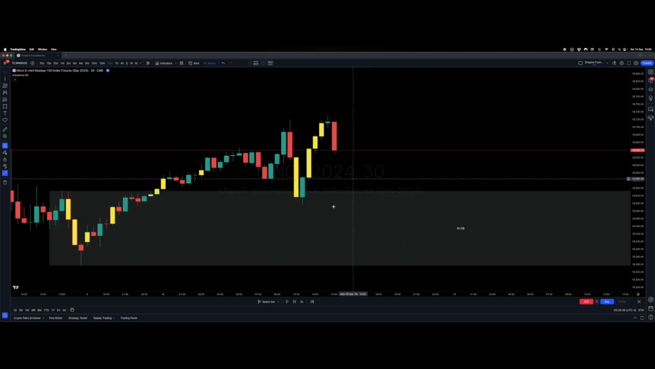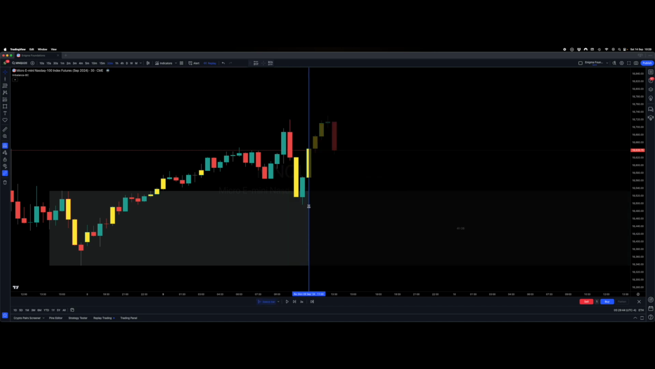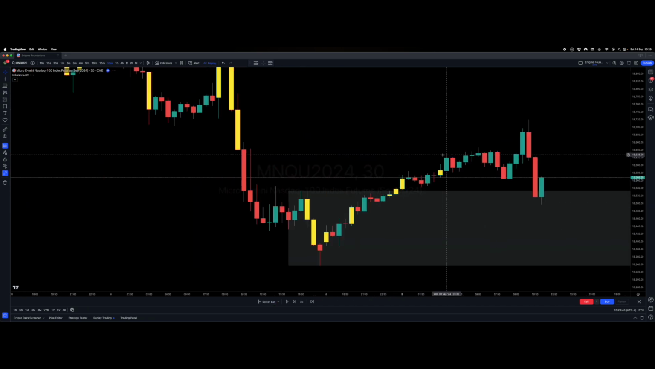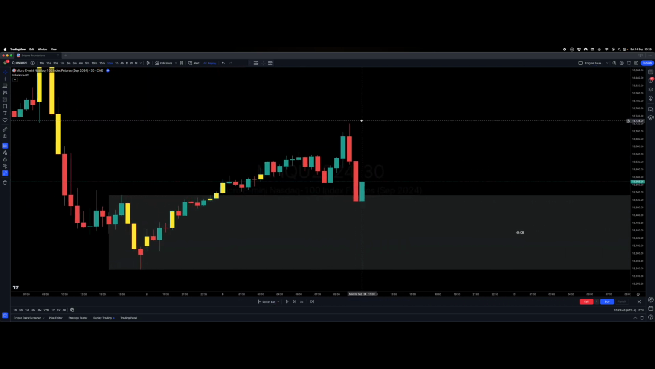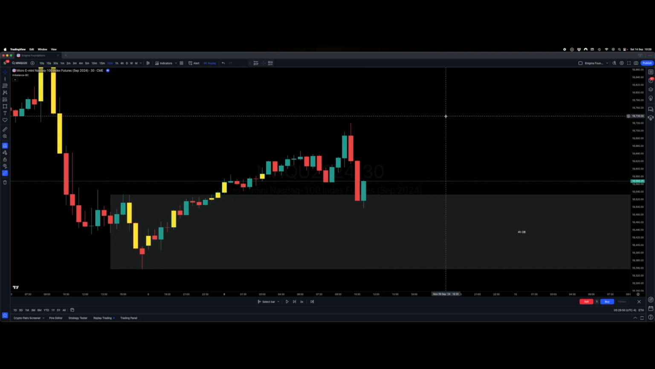Okay, the second concept I want to cover, and I just want to move the candles back so I can demonstrate this, is you really have to master the idea that price moves from external liquidity to internal liquidity. Now, external liquidity is typically a swing high or a swing low, and internal liquidity can include fair value gaps. So I want you to start thinking about this.